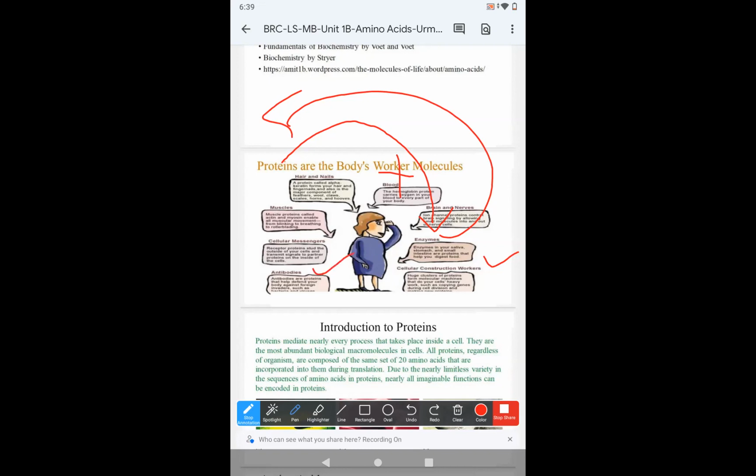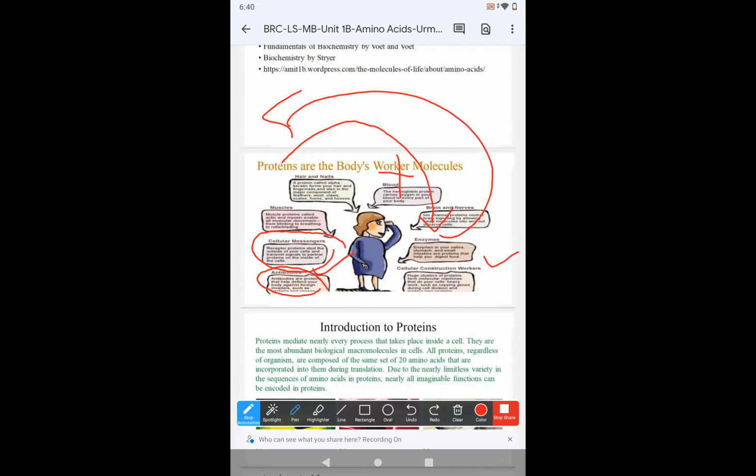Next, antibodies. You know the importance of antibodies. Antibodies maintain the immunity of the body. Antibodies fight against antigens, and these antibodies are also proteins. Next, cellular messengers. Some proteins are receptors. The receptor proteins recognize particles and transmit signals to other parts of the body. From outside the cell to inside the cell, signals are transferred through these receptor proteins.